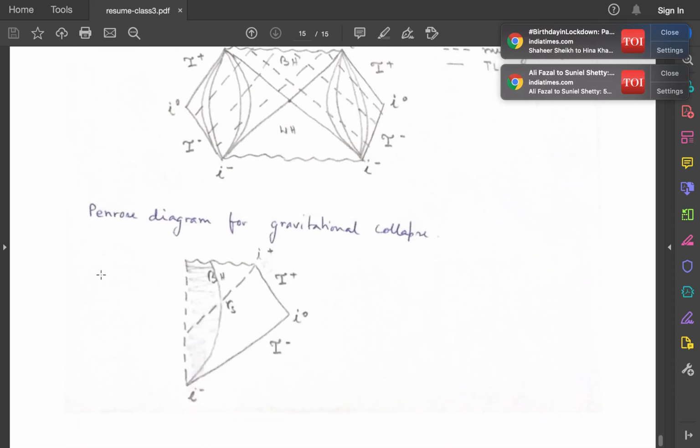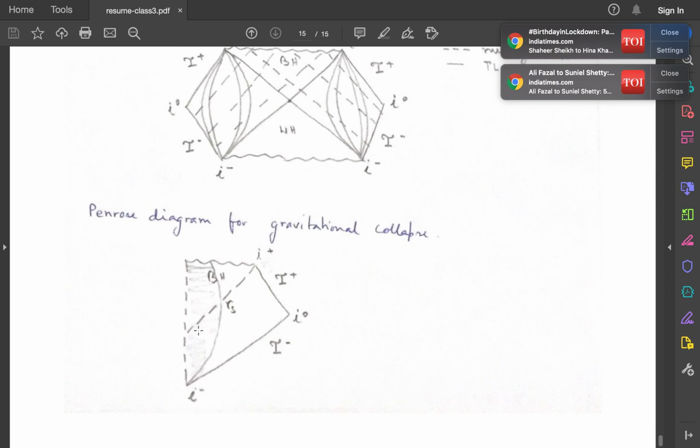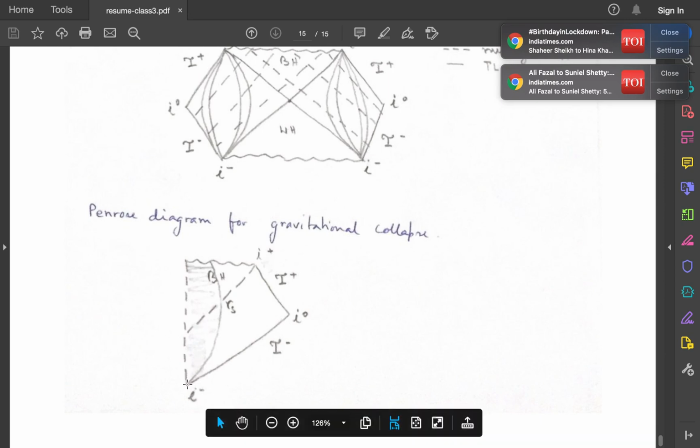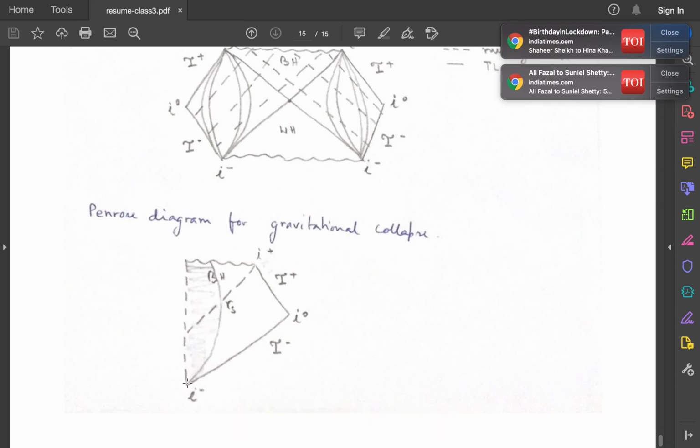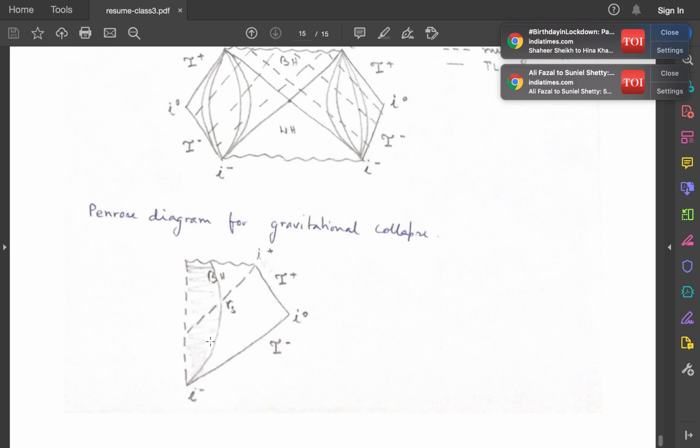We can also have a Penrose diagram for gravitational collapse. Again, this is I minus, this is I plus, and this is the black hole. This is the matter part, which is not given by the Schwarzschild metric. We will learn what metric it is given by. These are massive particles, so this should be a timelike geodesic. It starts at I minus and ends at I plus. This whole line is I plus. This is the Schwarzschild radius. Once it crosses it, this is a collapsing star, and it ends in a black hole.